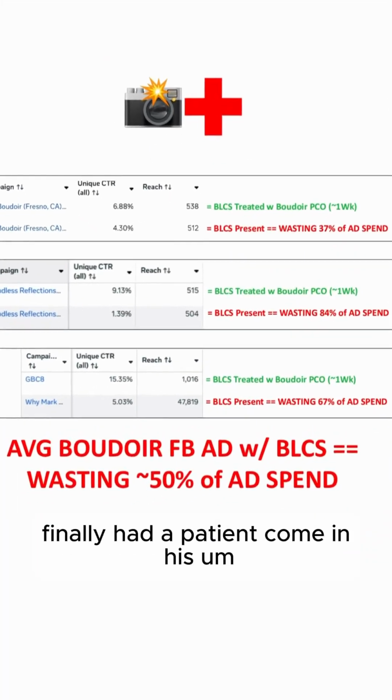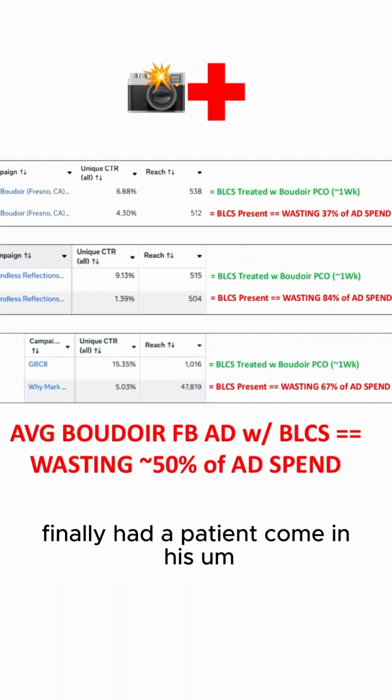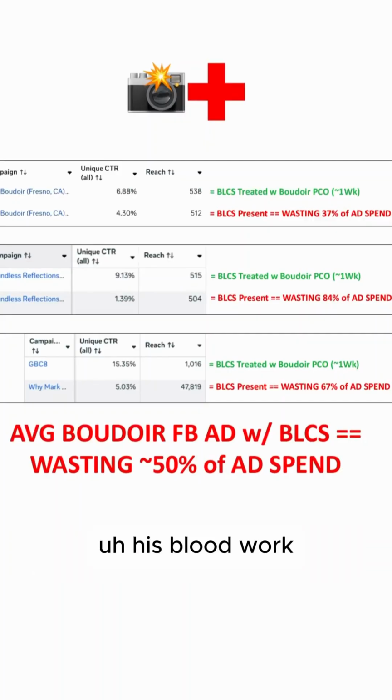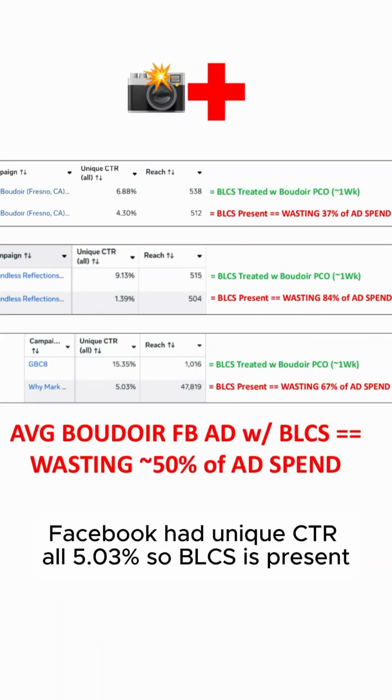Finally, had a patient come in. His boudoir Facebook ad unique CTR was 5.03%. So BLCS is present.